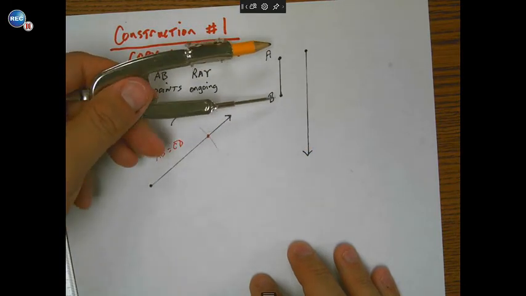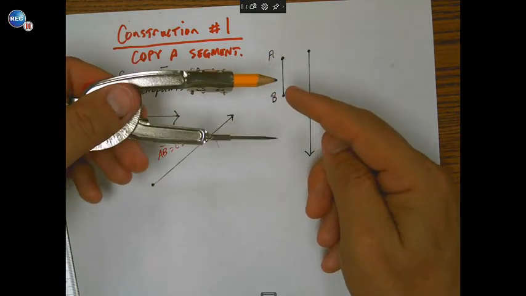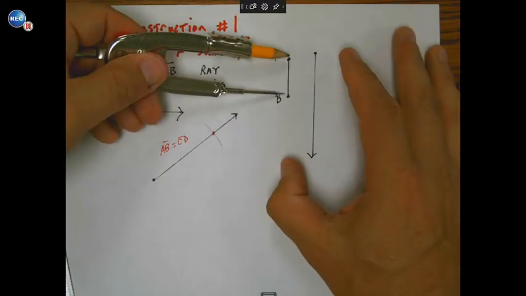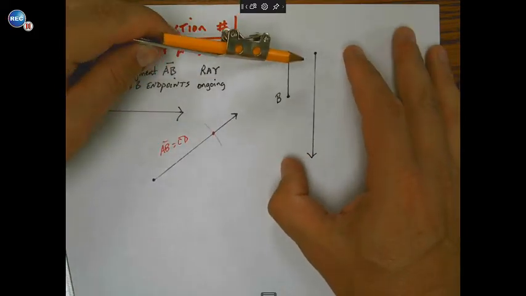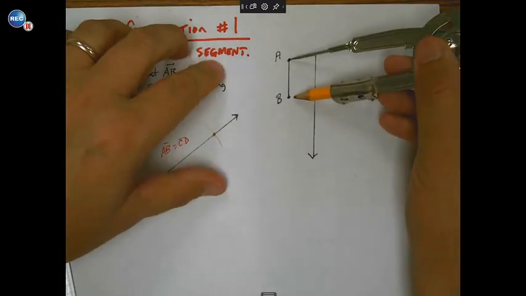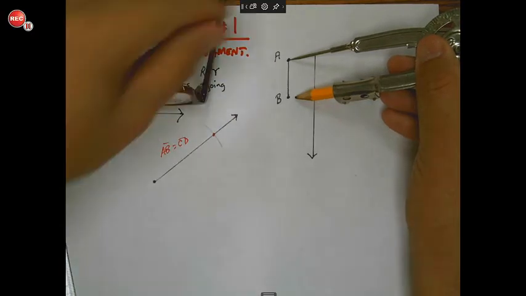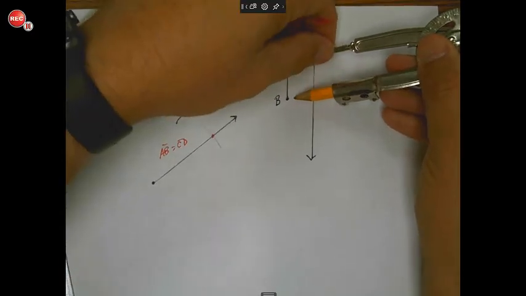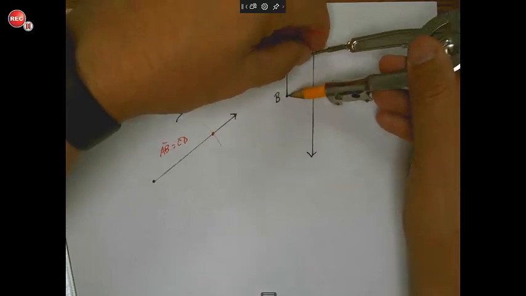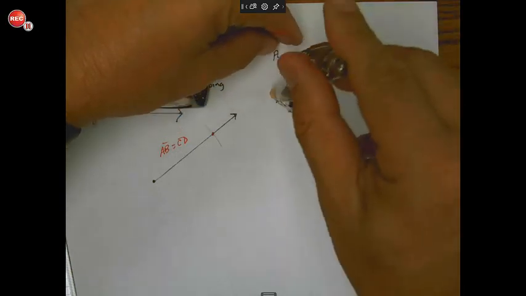It's probably good to have an extra pencil, so I don't overuse the pencil that's in my compass. Alright, so I'm going to put it on A and work my way down to B. I'm going to take my glasses off so the old man can see. Alright, let's make an arc. Is that right at B?